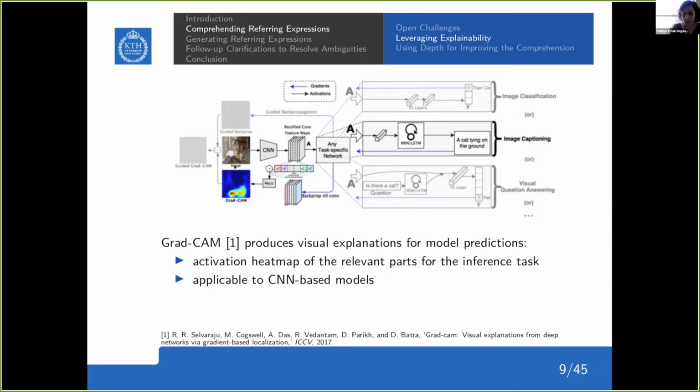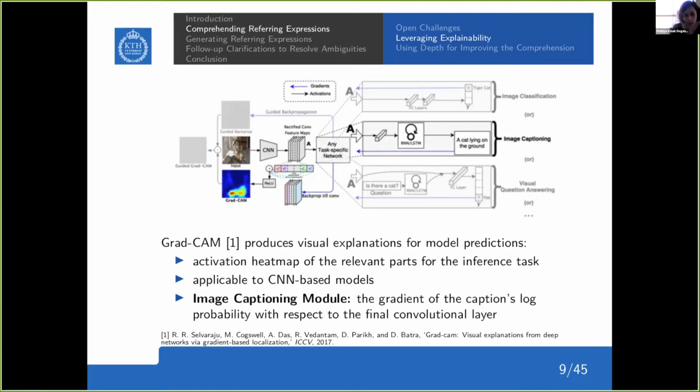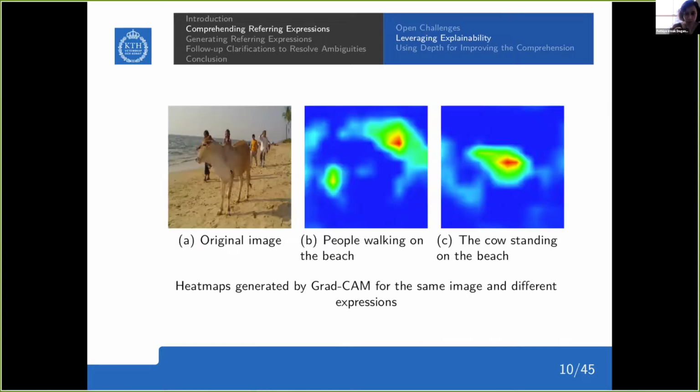And this method, GradCam, is basically applicable to any CNN-based models. And as I said, the image captioning model would generate the activation heat map, which contributes to the captions. Let's go back to our task, not captioning, but referring expressions. We observed that the GradCam method is also useful for referring expressions.